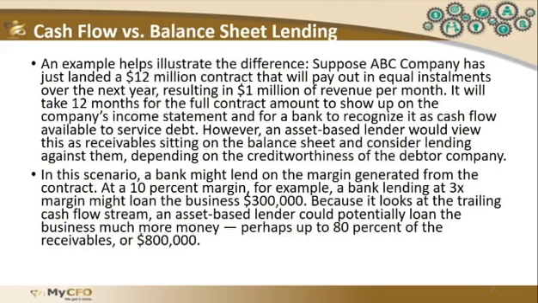Whereas the asset-based lender could potentially loan the business much more money, perhaps up to 80% of the receivables, so that would be $800,000. So in this example, clearly, if you were to make a choice, I would go with ABL, given other things are within my reach, because I would get more cash upfront.